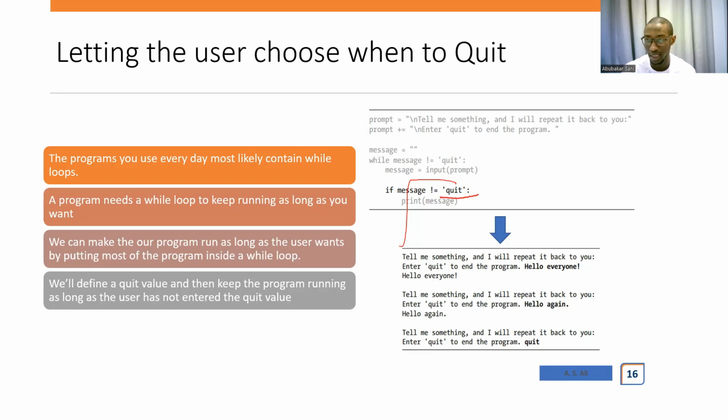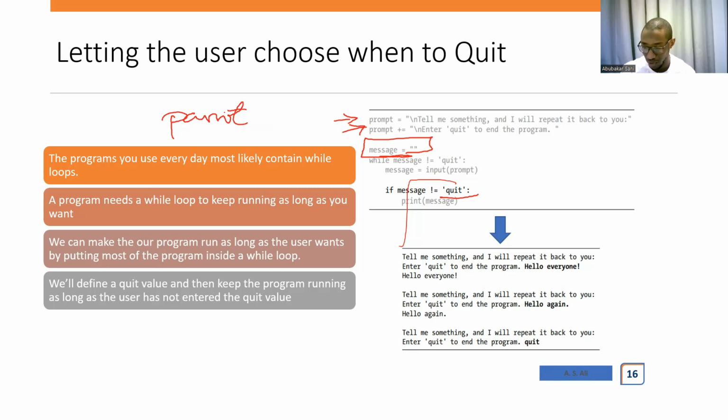So this is what we are saying. For example, we ask the user to tell us something: tell me something and I will repeat it back to you. And the user tells something, and we tell him again, enter quit to end the program. So this code, we call it the parrot. It repeats whatever you give it, just like a parrot. So it is asking you to tell it something, and the moment you tell it, it is going to repeat it to you.